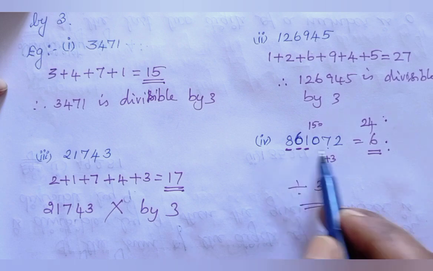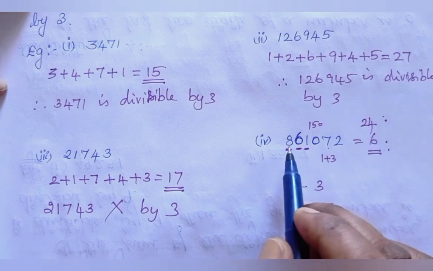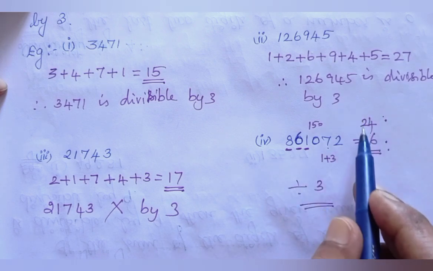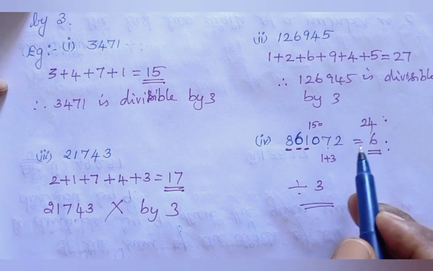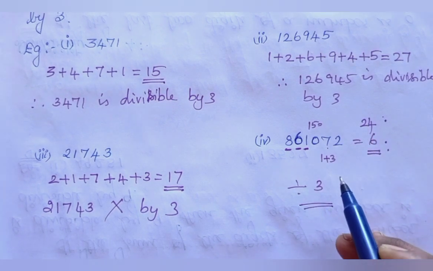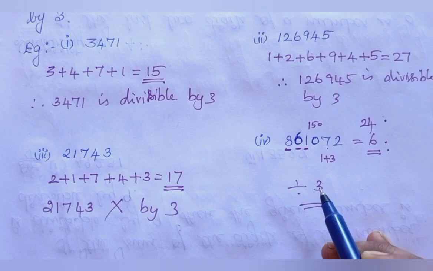If you want to make it simple, make it a single digit, or else you can add and find out the total as 24. You can use either of the methods, but the procedure is the same.